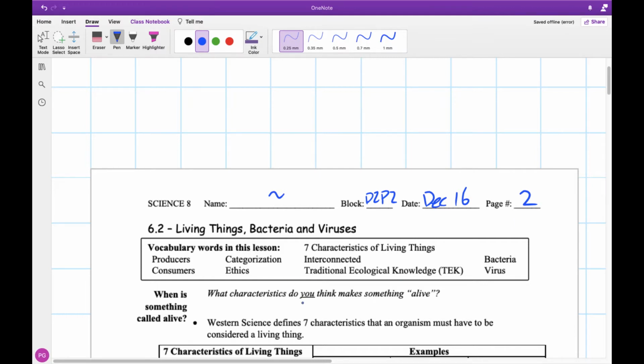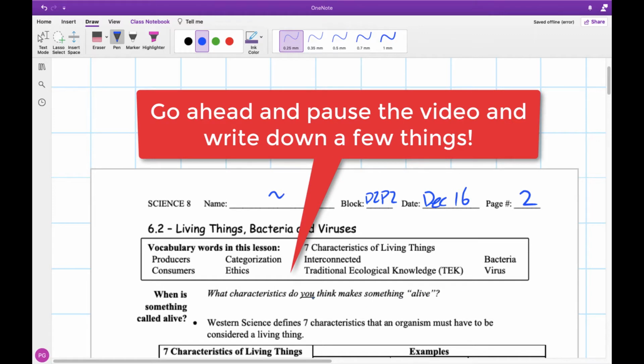Before we dive in today, I'd encourage you to pause the video right now and think about what sort of characteristics or what things would you say make something alive? So what sort of things does it have to have or do? What sort of properties does it have? I'd really encourage you to think about that. What makes something alive in your mind?